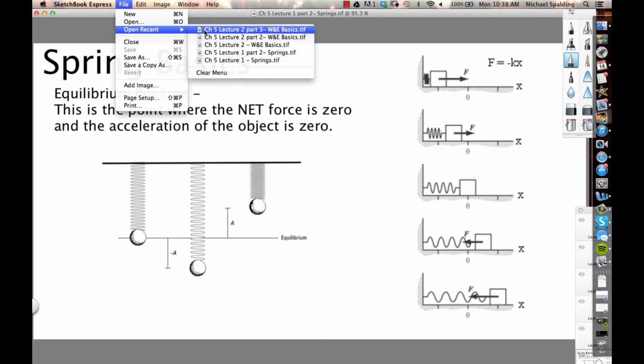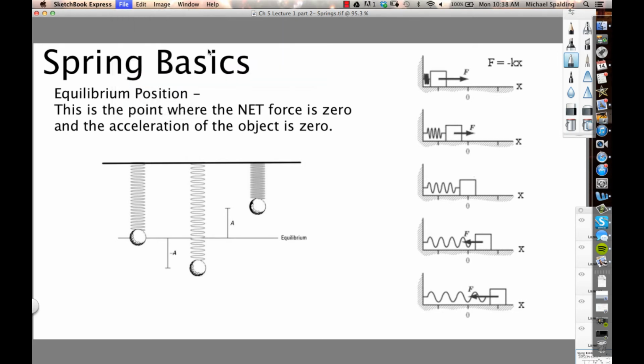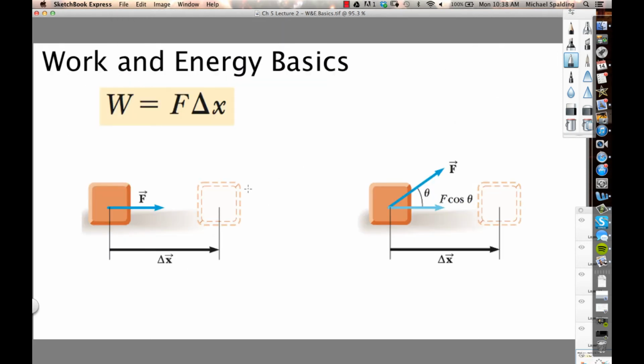So lecture 2 right here. Okay, work and energy. So now we're getting to the good stuff here. In fact, if you look in the textbook or the Spaldo notes, what's the title of chapter 5? Work and energy. So the first thing to know about work and energy is they both have the same unit.